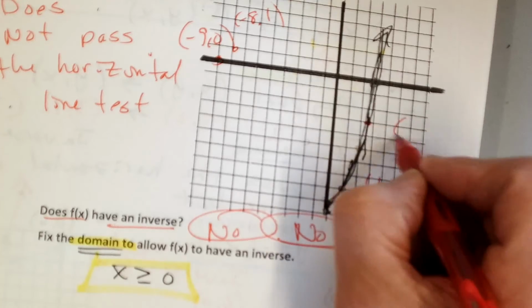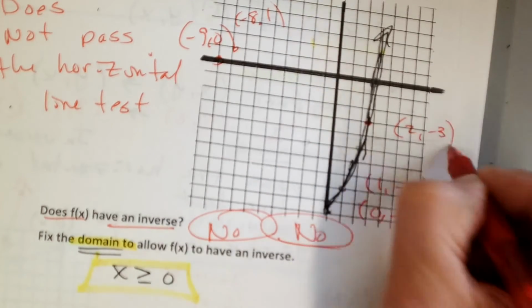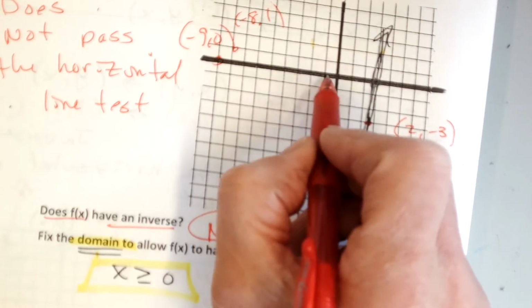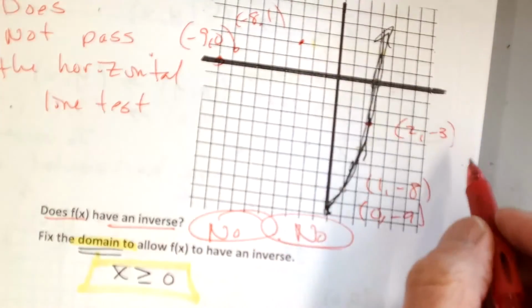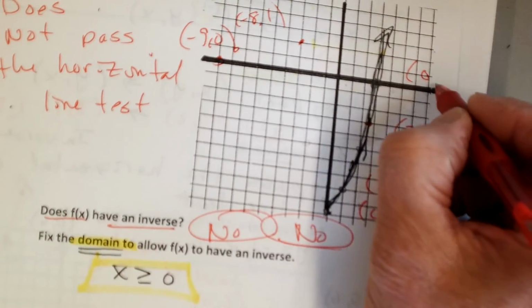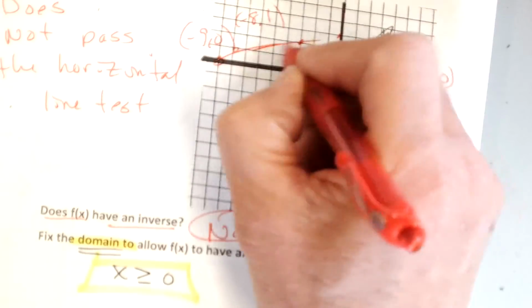This is a point at 2, I think -3. So I'd be at -3, 2. And then this is the point at 0. I'm sorry, 3, 0. So I'd have a 0, 3. So my inverse graph would look like that.